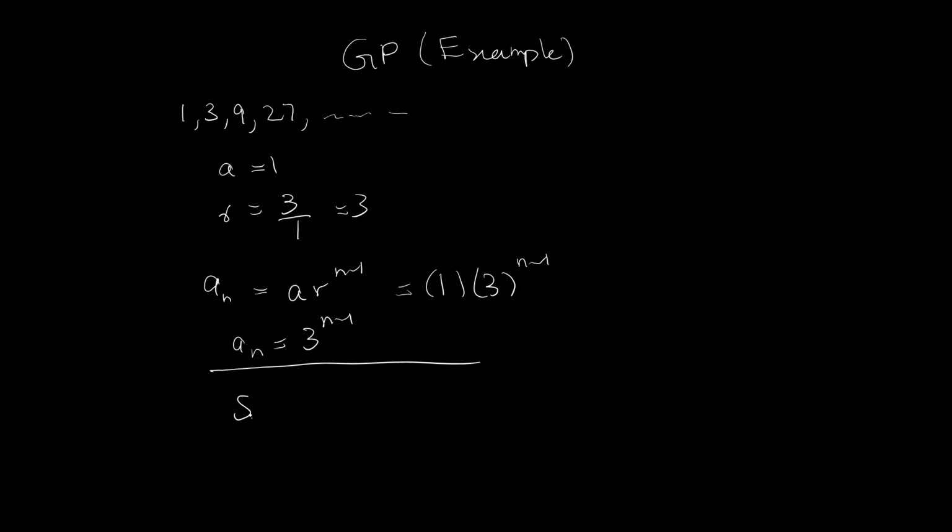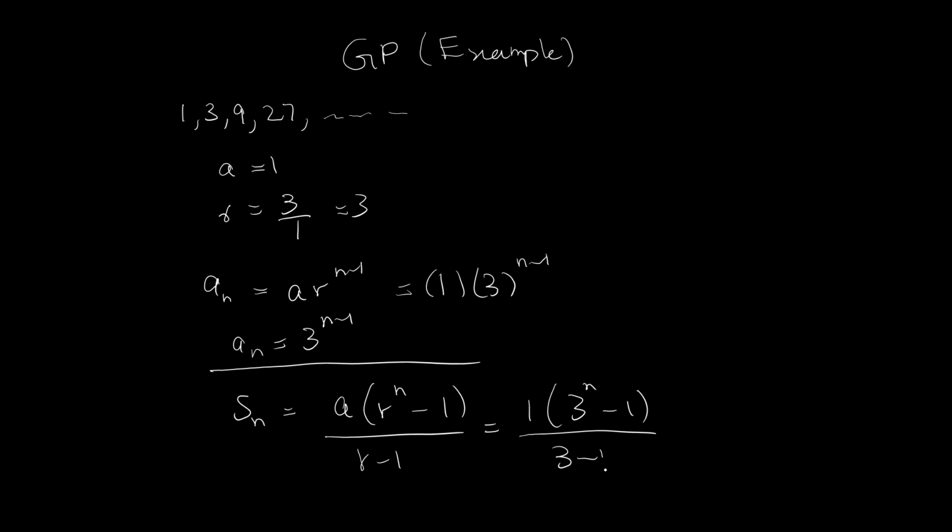Similarly, S of n in this case would be, since A is 1 and R is 3, the formula for Sn would be 3 to the n minus 1 divided by 2. Now, once we have these formulas, we can easily calculate any sum or nth term question related to this sequence.